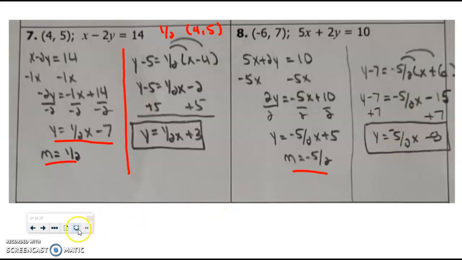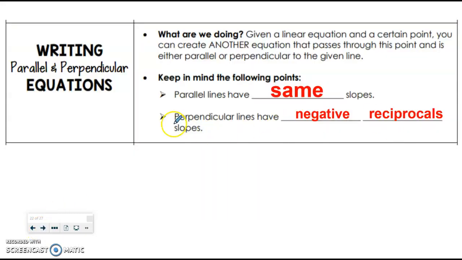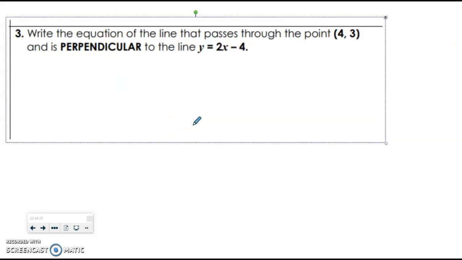Alright, so hopefully that's okay with you guys. Now I'm just going to add one more step here, one more type of equation. We're going to look at perpendicular lines. And just remember, perpendicular lines have slopes that are negative reciprocals of each other.